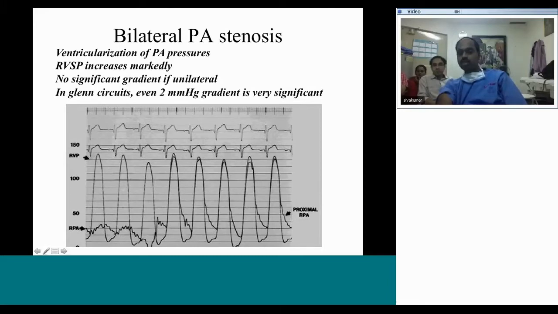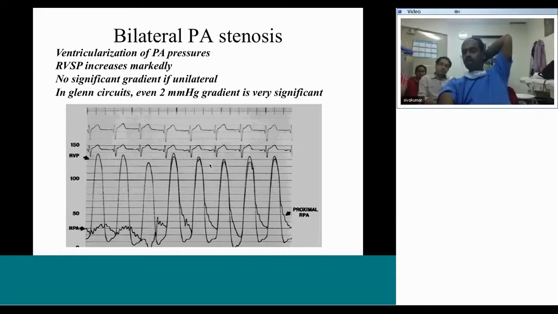You see that this is the distal RPA pressure, which is very low. It is just about 25 millimeters of mercury systolic with about 10 millimeters diastolic. The moment you pull back from the stenosis, the proximal RPA pressure shows what is called ventricularization. You can see that the PA diastolic pressures are very, very low, but the proximal PA pressure is very high. So if the proximal RPA pressure is so high and the distal RPA pressure is so low, and it goes even up to 130, that means this is bilateral peripheral pulmonary artery stenosis.